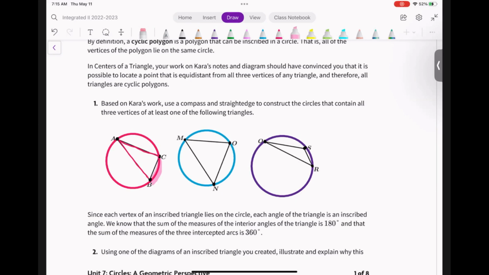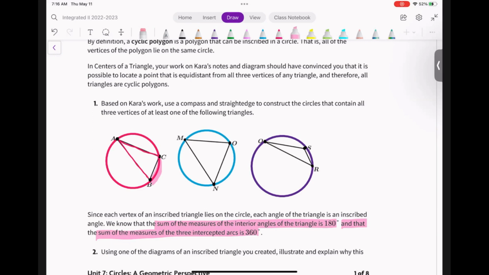So how do you know that the sum of the measures of the interior angles is 180 and that the sum of the measures of the three intercepted arcs is 360? Okay, that's number one. And while you think about that, I want you to think about how you know, individually, those two are true, but your question to yourself is going to be, again, how is that related?